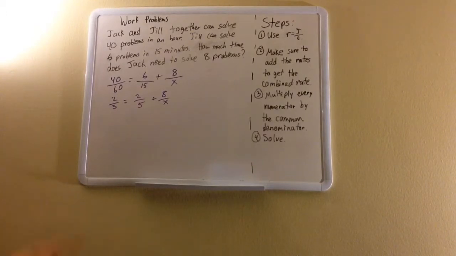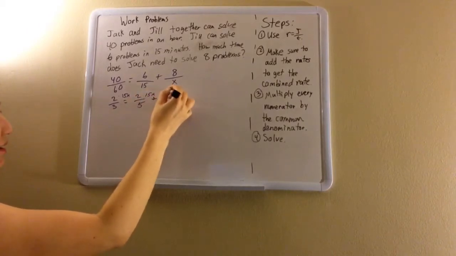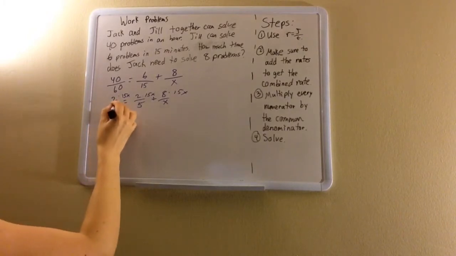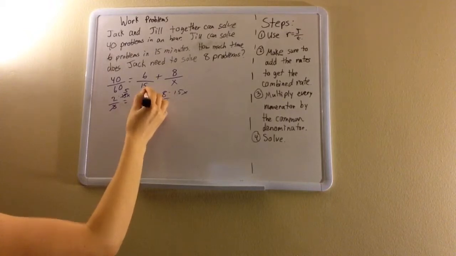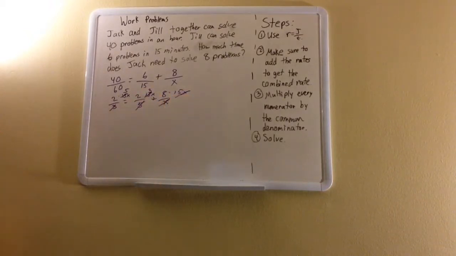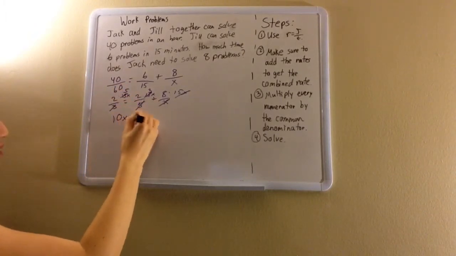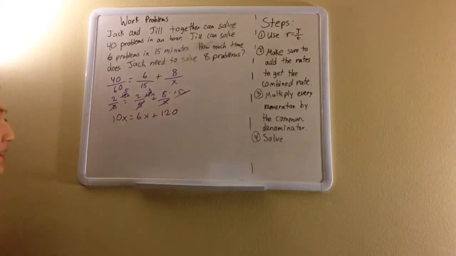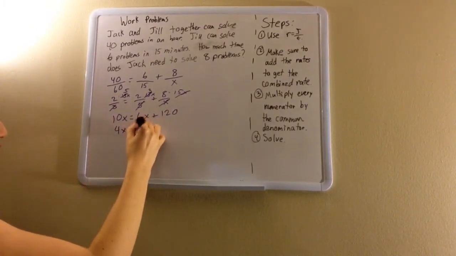So my common denominator is 3 times 5 times x, so it's 15x. So times 15x, times 15x, times 15x. So we're going to cancel out the 3 and the 15. I'm going to be left with a 5 on the top. 5 and 15, so I'm left with a 3 on the top, and the x's will also cancel out. So I have 2 times 5 times x, that's 10x, is equal to 6x plus, when I multiply those two together, I get 120. I'm going to get 4x here when I subtract 6x from both sides.